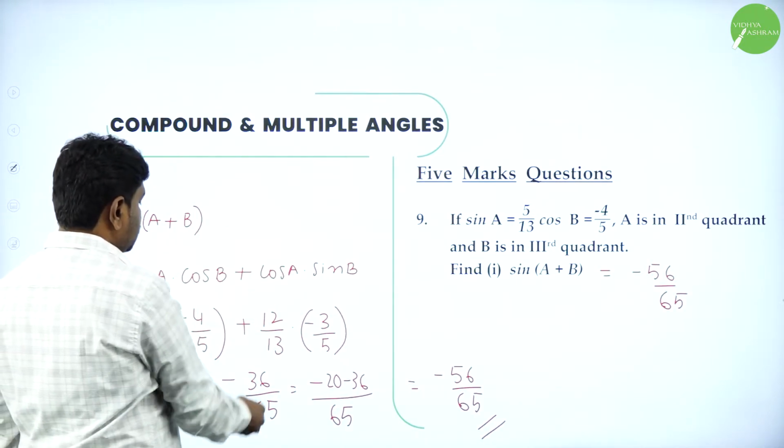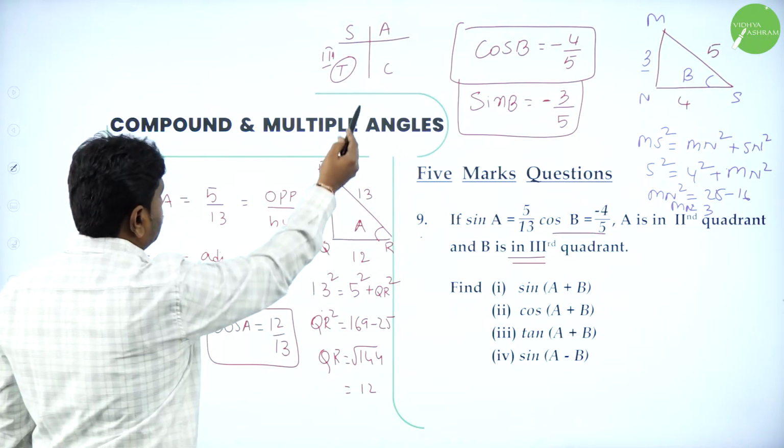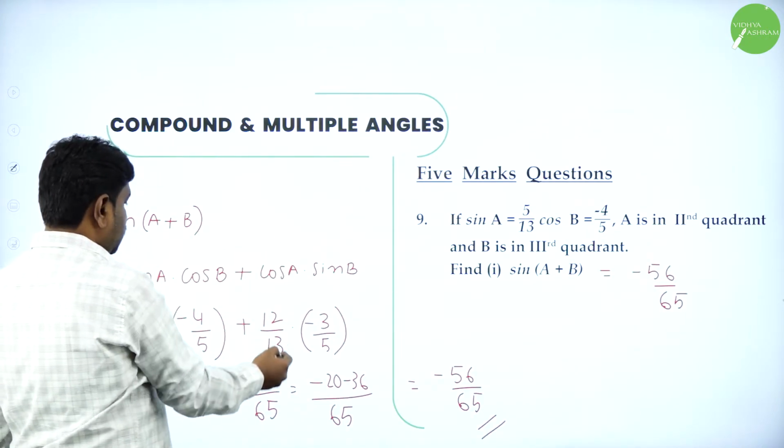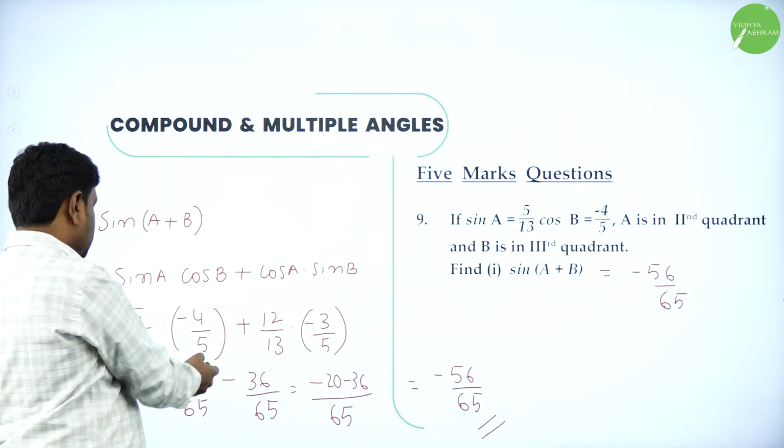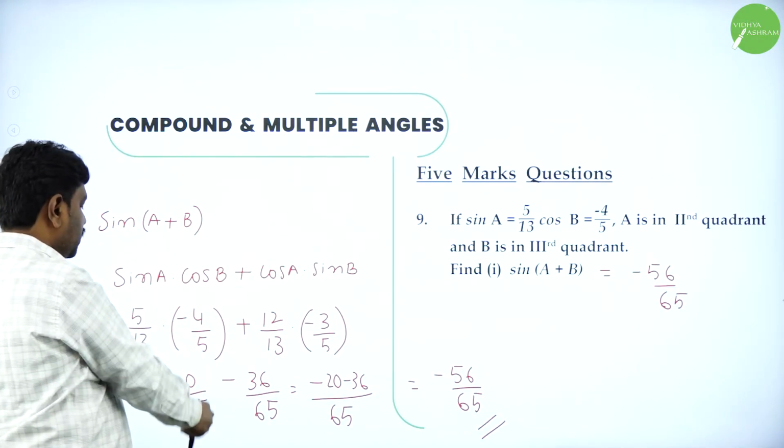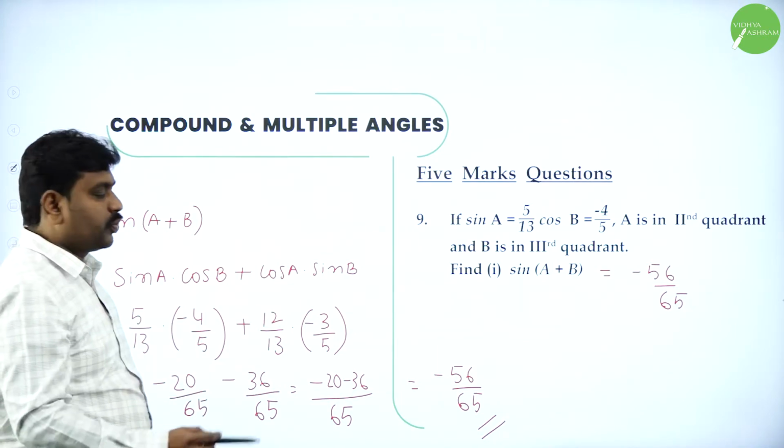Cos A sin B. What is cos A? Cos A is here 12 by 13 and sin B is minus 3 by 5. Substitute, simplify. Plus into minus is minus. 5 4s are 20 by 65. Yes, I hope all of you got this.